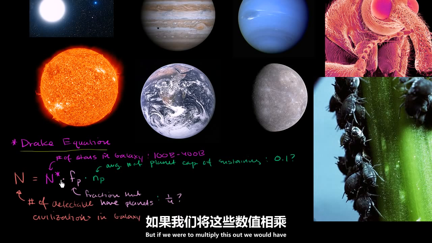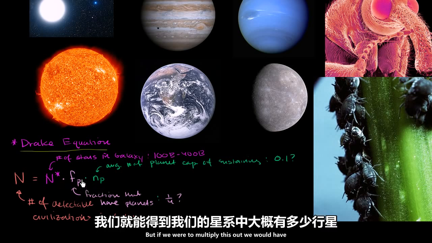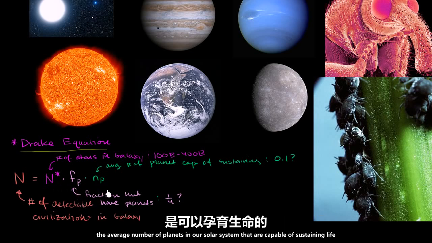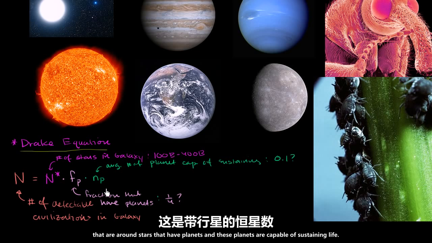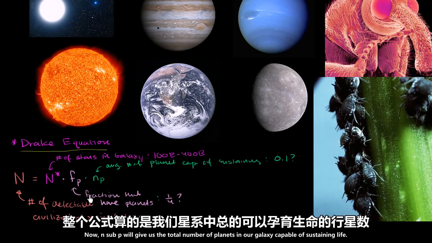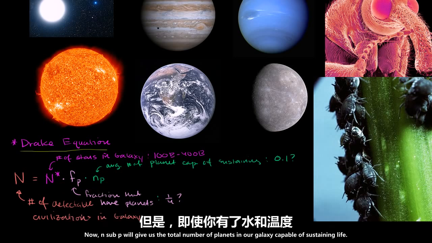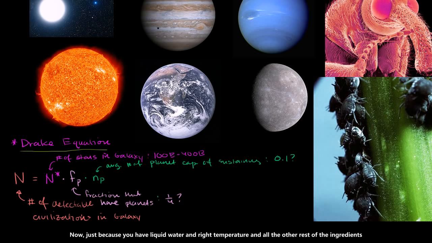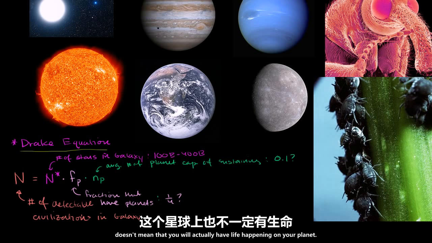This is 1/4. But if we were to multiply this out, we would have the average number of planets that are capable of sustaining life, that are around stars that have planets. This is average per solar system that has planets, and this is the total number of solar systems with planets. You multiply it out, and you get the total number of planets in our galaxy capable of sustaining life. Now, just because you have liquid water and the right temperature and all of the rest of the ingredients doesn't necessarily mean that you will actually have life happening on your planet.